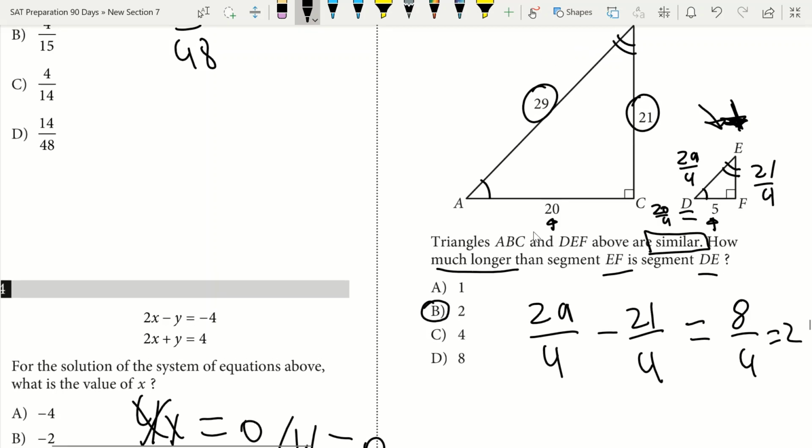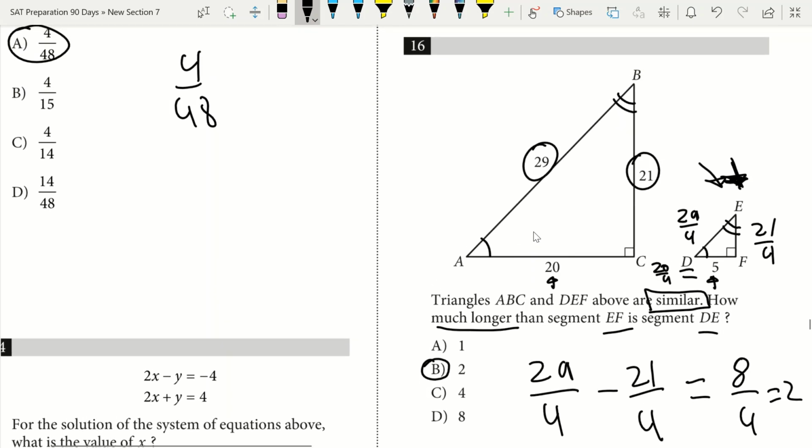As far as things to put in your notes, understanding similar triangles means that not all of the angles are the same, but we're going to have the same angles corresponding to their points on the other similar triangle. So in this case, angle A is going to equal angle D, angle B is going to equal angle E, and angle F is going to equal angle C.